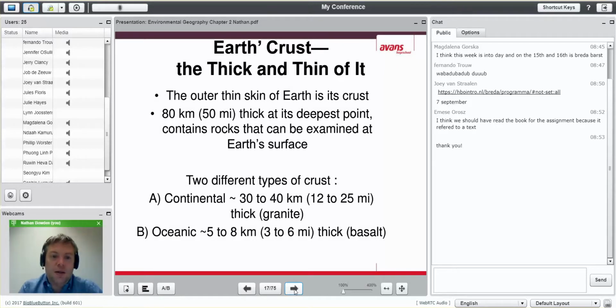And then the crust, the thinnest layer, is the outer skin of the Earth, approximately 80 kilometers thick at its deepest point. It contains rocks that can be examined on the Earth's surface. There are two different types of crust. The continental crust is about 30 to 40 kilometers thick, and it's mostly granite. That's where we walk around. And then you have oceanic crust, that's 5 to 8 kilometers, and that's under the ocean. It's much less thick, and the rock that you find at the bottom of the ocean is basalt.